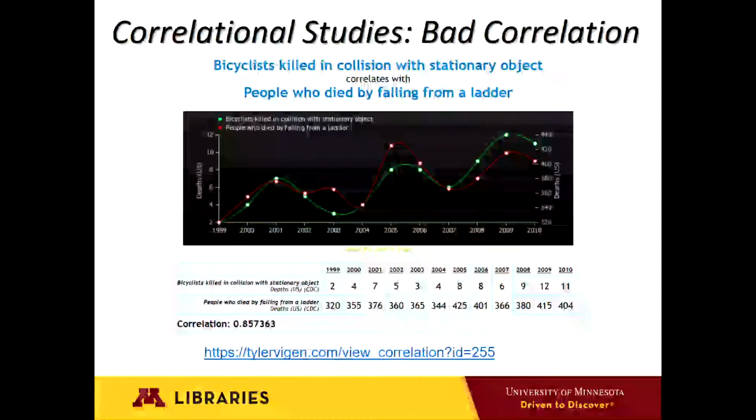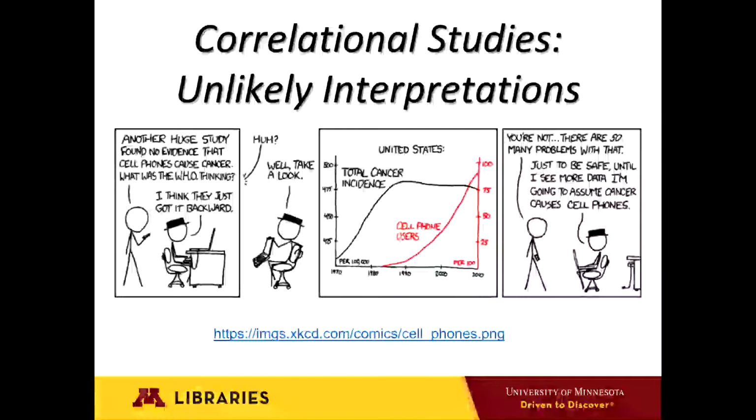Unfortunately, it is really easy to show correlation where it might not really exist. In this instance, bicyclists killed in collision with stationary objects correlates positively with people dying from falling off of ladders. The interpretation of correlation results can also be very tricky, such as the correlation that cancer could cause cell phones.